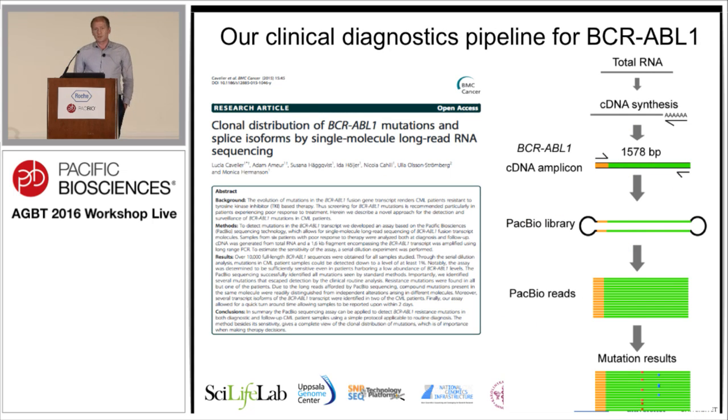So we have now developed this workflow for BCR-ABL, where we start from total RNA, we create cDNA, and then we amplify a BCR-ABL cDNA amplicon, which is about 1.6 kbs. So we have one primer sitting in the BCR part of the gene and one primer sitting in the ABL part of the gene. From this, we create a PacBio library that we put on the instrument, and then do sequencing and look at the mutation results.